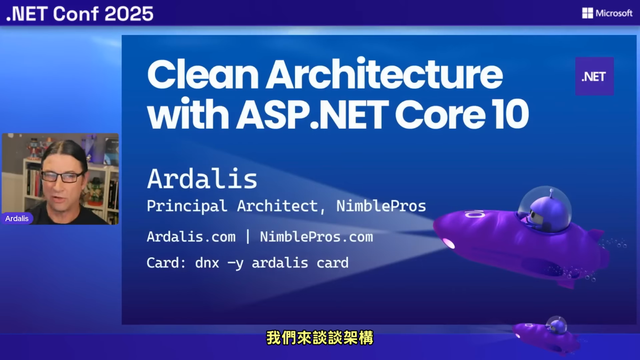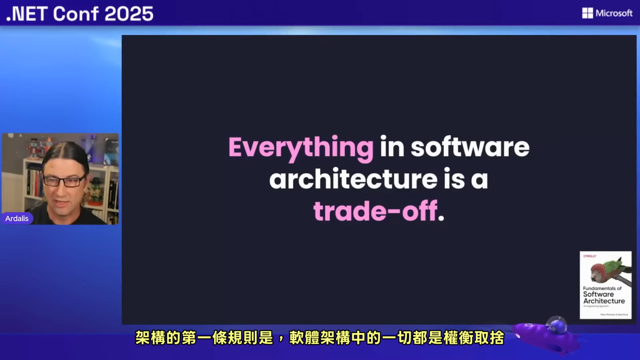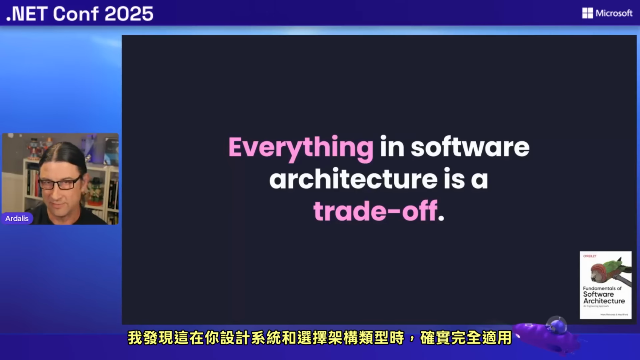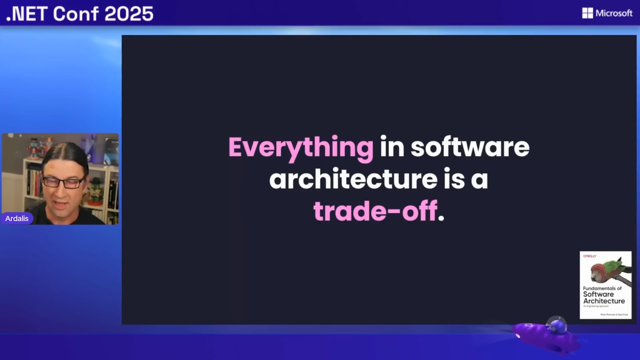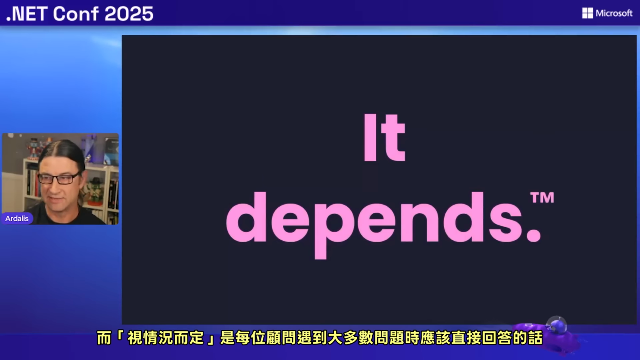All right, so let's talk about architecture. And the very first rule of architecture is that everything in software architecture is a trade-off. And this comes from the very good book, Fundamentals of Software Architecture. And I've found it to be certainly true in all the different choices that you have when it comes to how you design your system and what type of architecture you're going to use. And clean architecture is no different. Now, this law is basically a fancy way of saying it depends. And it depends is something that every consultant should probably readily say to most questions that they're asked.